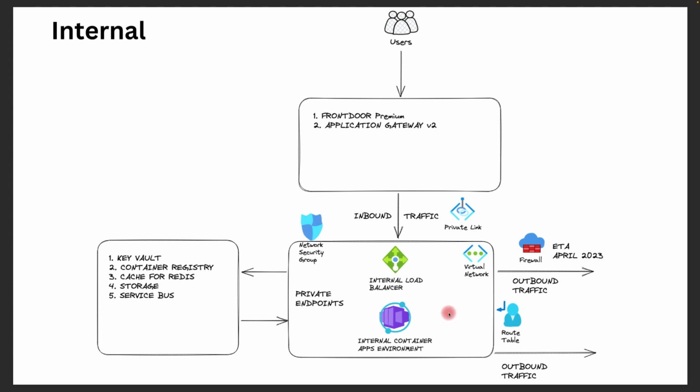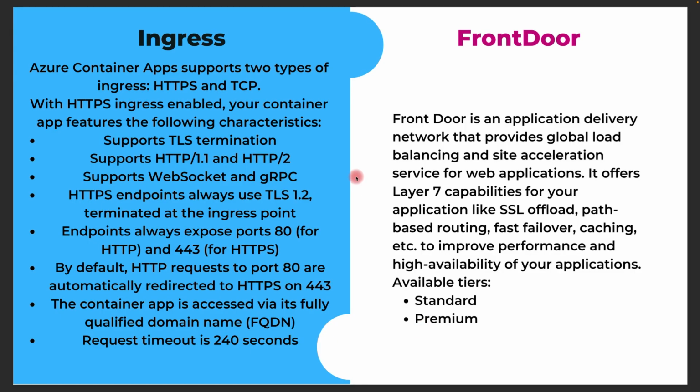So we can send our requests to the internal application. As we mentioned in the last slide, we can have ingress and the Front Door. Azure Container Apps supports two types of ingresses, HTTPS and TCP. With HTTPS ingress enabled, container apps have the following characteristics, as you can see here. In that regard, we do not have to deploy any other resource.